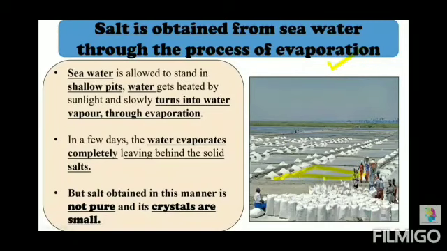And this evaporation is very helpful for obtaining salt from the sea water. In this process, sea water is allowed to stand in shallow pits. That means गहरे गड्ढों में इतने पानी को छोड़ दिया जाता है और सनलाइट पे वाटर एवापोरेट होता है एवापोरेशन की प्रोसेस के through, and water evaporates completely. Then a few crystals of salts remain at the end of these shallow pits, but the salt obtained in this manner is not pure. यानी कि इसमें जो सॉल्ट मिलेगा वो प्योर नहीं होगा.